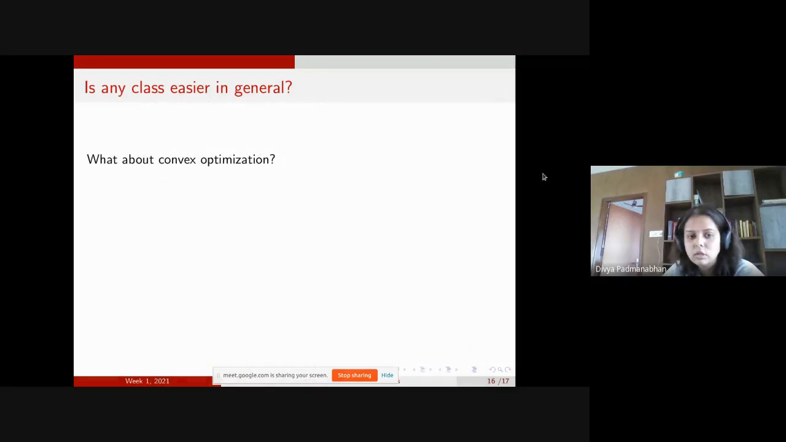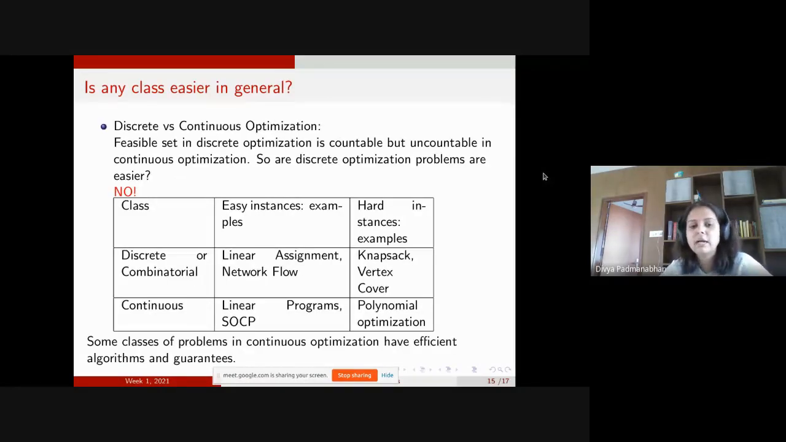So this is what I wanted to show you: a set of easy and hard instances in both these problems. Whether it's discrete or continuous, there are easy problems as well as hard problems. For example, in discrete optimization, the hard problems are vertex cover and the knapsack problem. But there are some easy instances also, which are linear assignment and network flow. We'll cover some of these in the later part.